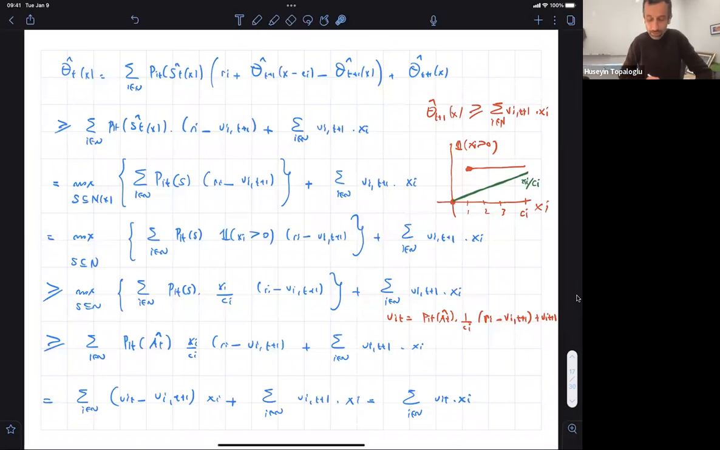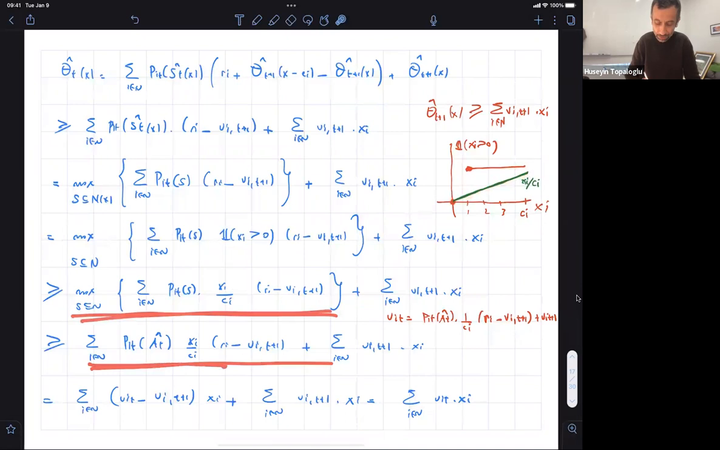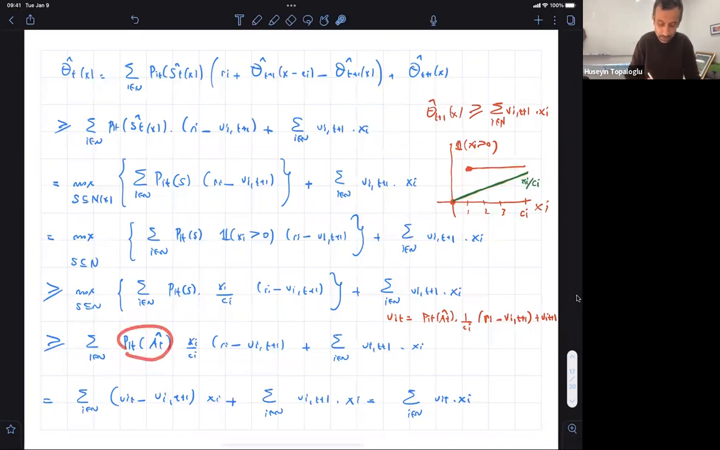The other cute realization was lower bounding this indicator function, which looks like this, by a linear function. That was the second cute thing that we did. And the rest was kind of mindless. Instead of solving this maximization problem, we computed this objective function at a feasible solution. As a result, this thing got even smaller. I'm just computing the objective value at a feasible solution, so the right-hand side got even smaller.